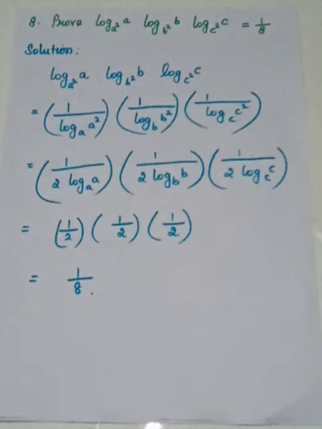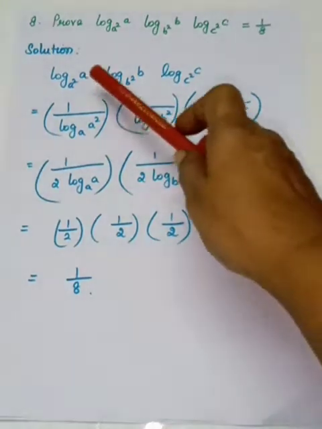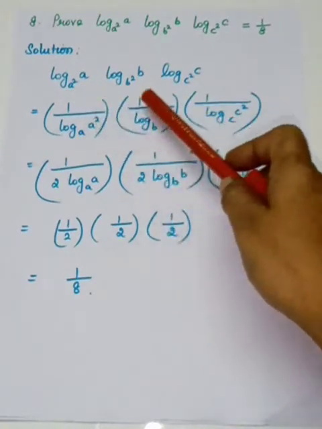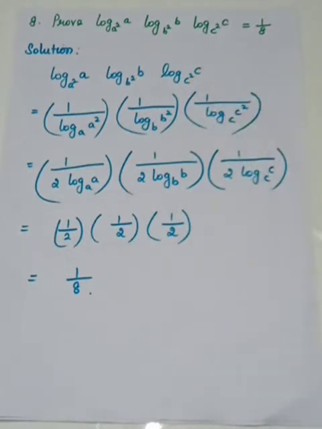Good morning, students. We are going to see exercise 2.12, the eighth problem. Prove that log a to the base a squared into log b to the base b squared into log c to the base c squared is equal to 1 by 8. Consider the three terms: log a to the base a squared, log b to the base b squared, log c to the base c squared.